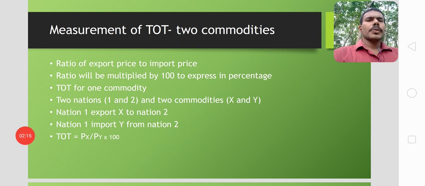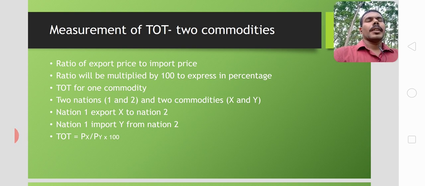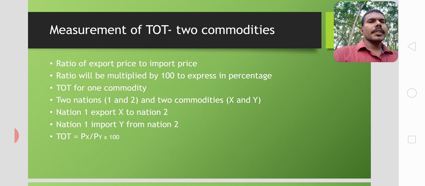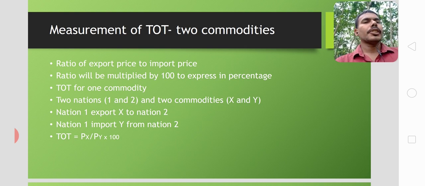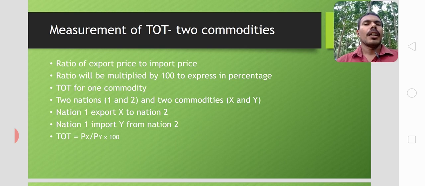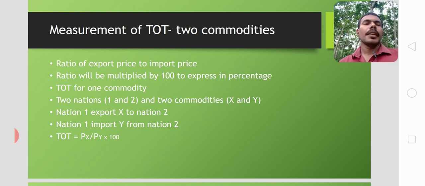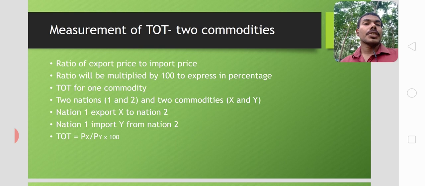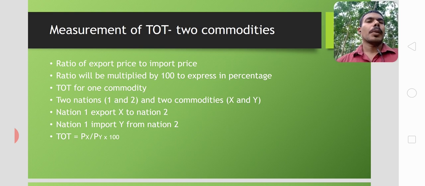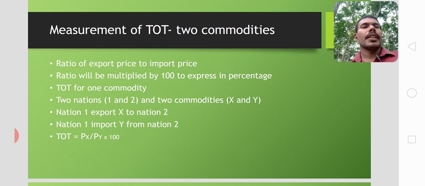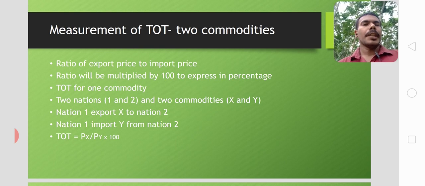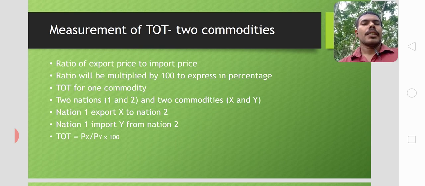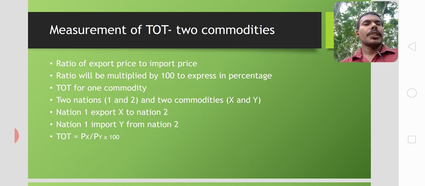So as I said, terms of trade can be measured by dividing the export price by import price, and the ratio can be multiplied by 100 to express the figure in percentage. Otherwise the figure will be around 1, that may be 0.5, that may be 1.5, and it can be easily multiplied by 100 to express the terms of trade of a nation in percentage. And that can be calculated for two nations, for two commodities or many commodities.